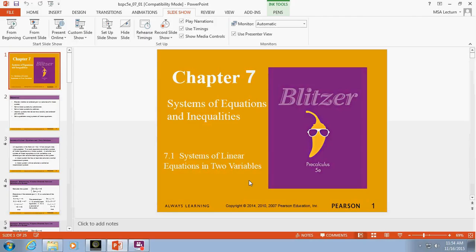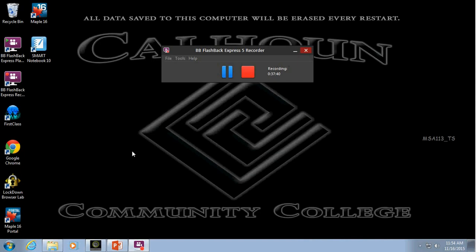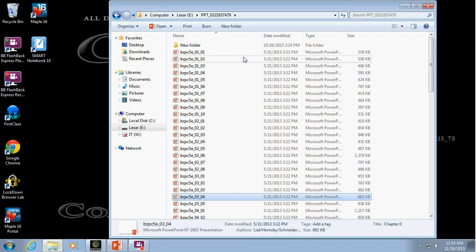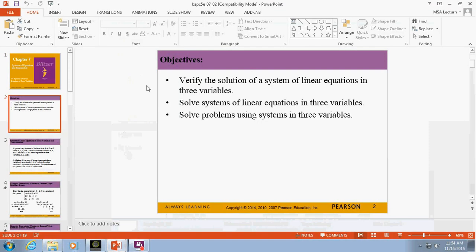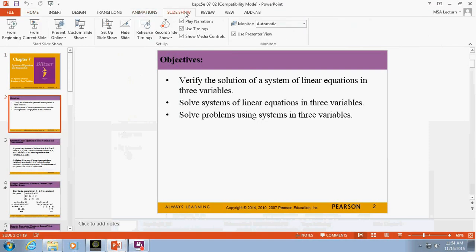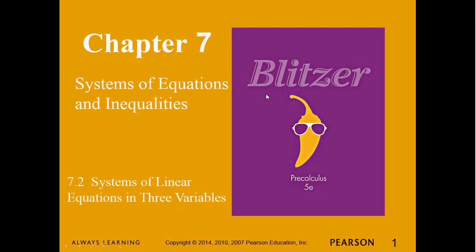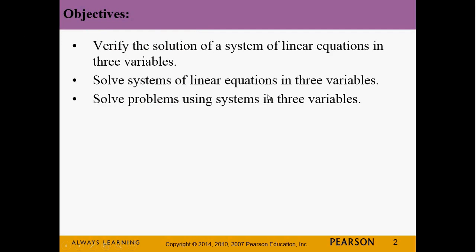It's only 11:55. We still got a little bit. Let's go ahead and hop into point two. Now we want to talk about what happens if we've got more than two variables. So we want to verify a solution to a system of linear equations in three variables, and we want to be able to solve systems with three variables. Okay?